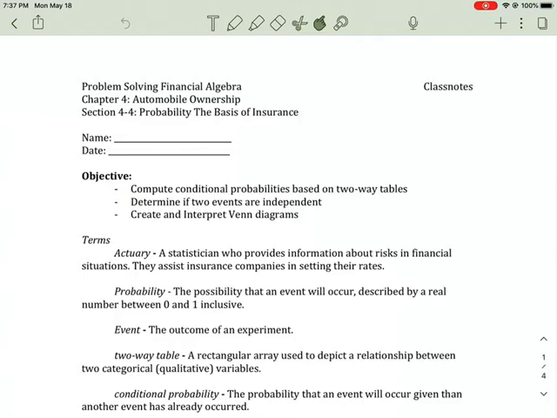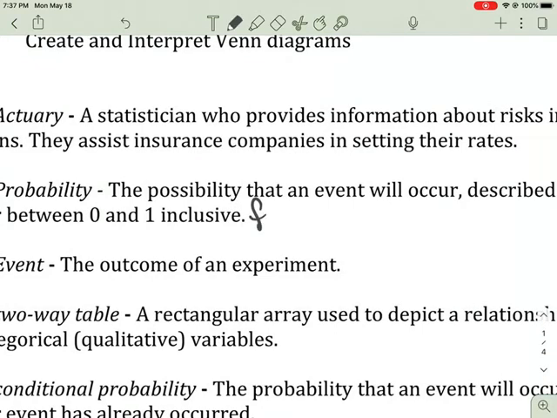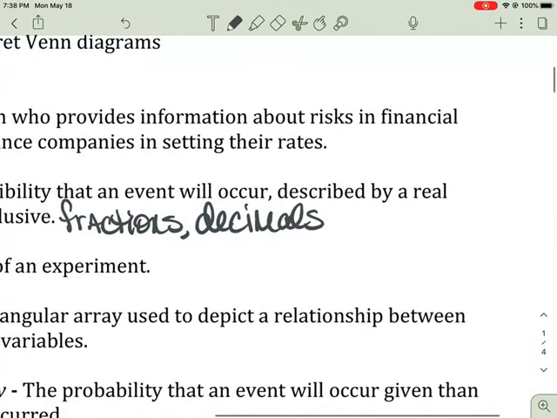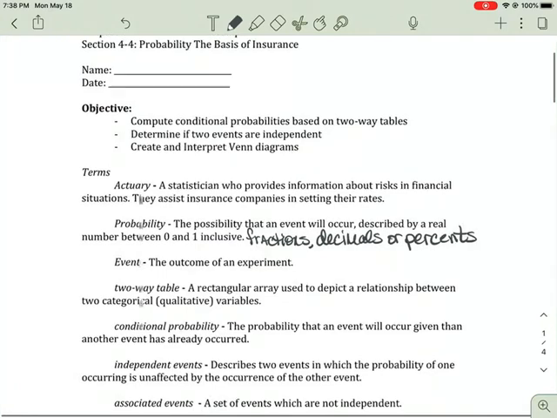And then they also divvy it up into categories like male, female, and age, and type of car, and whether you've had driver ed and on-road training. So there's a lot of factors that come into play here. So remember, the probability of an event will occur is described by a real number between 0 and 1. And remember that they can be written as fractions, decimals, or percents. But we will never be negative, nor would we have a number bigger than 1.